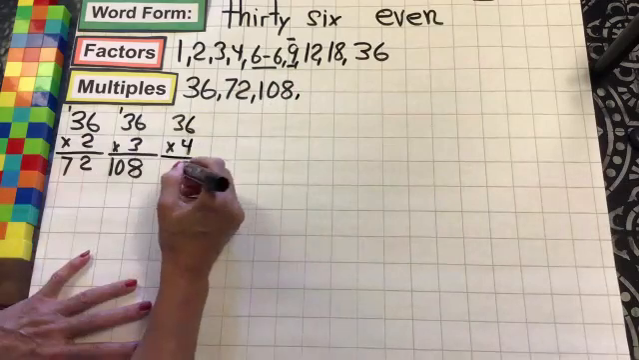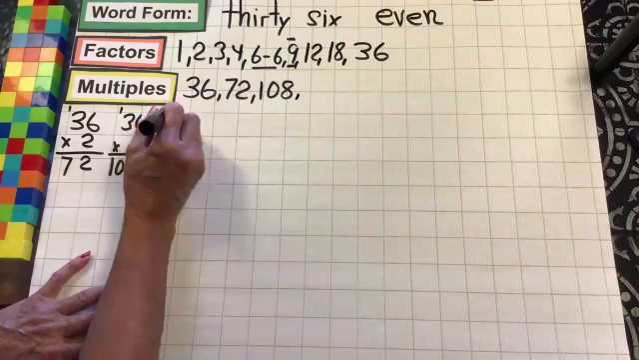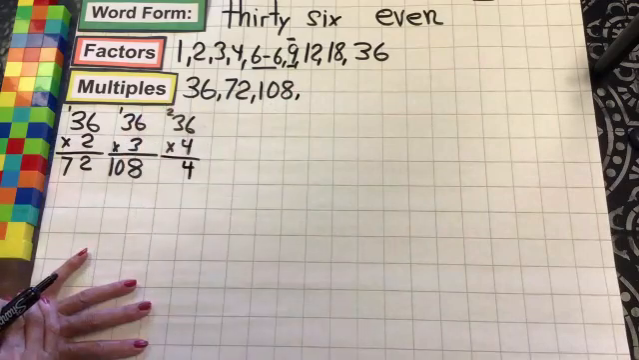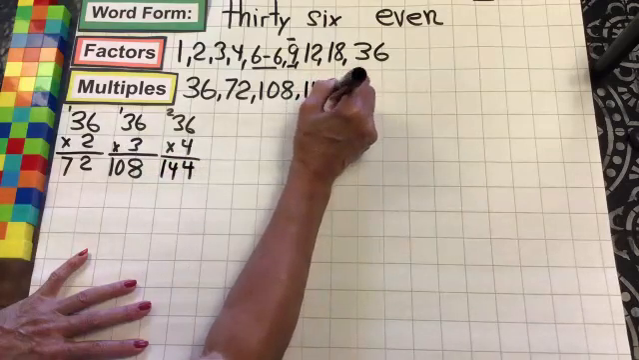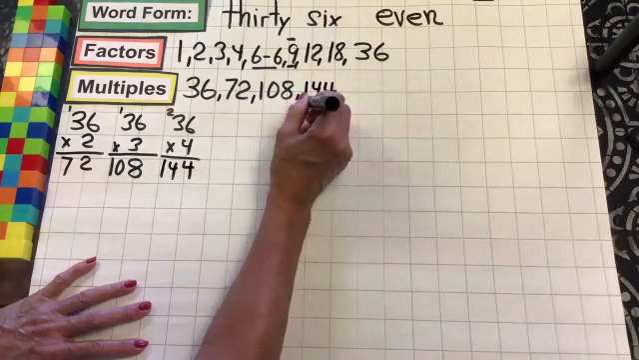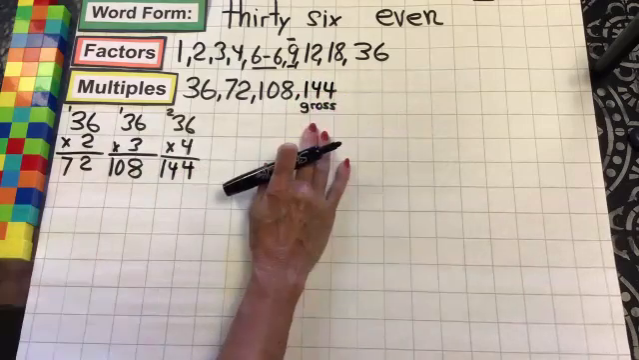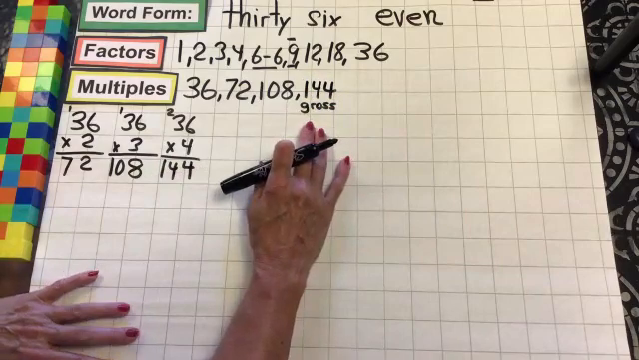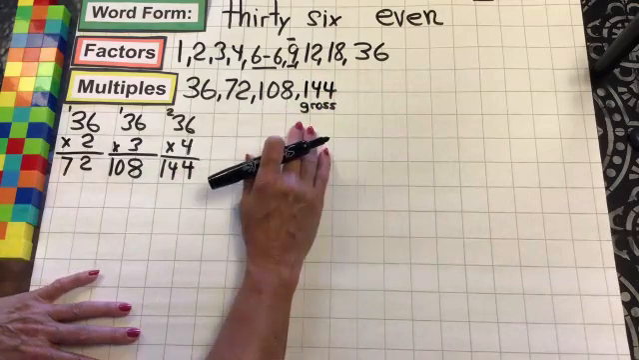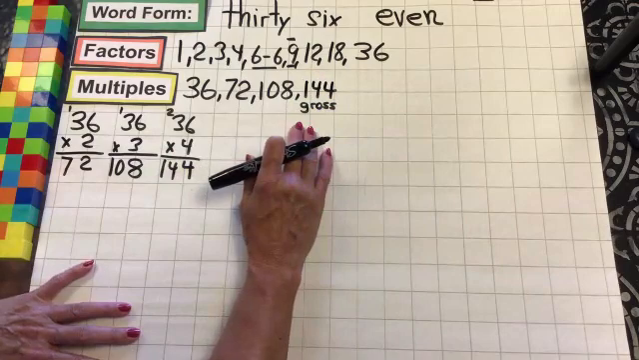4 times 6 is 24. We drop the 4, carry the 2. 4 times 3 is 12, plus 2 is 14. So we have 144. And I think we've come across this before. So just write the word gross underneath it. Because in manufacturing, they might package things in a gross. So Kroger's might order Fruit Loops in gross. That means it will come 144 boxes in a giant box.